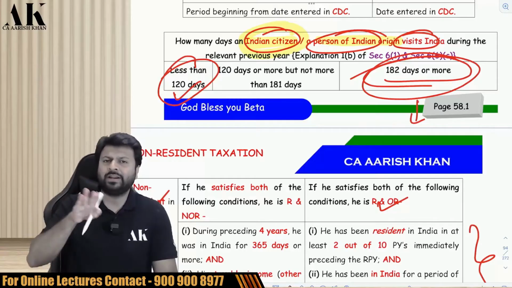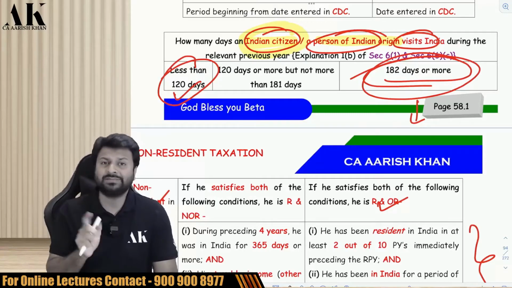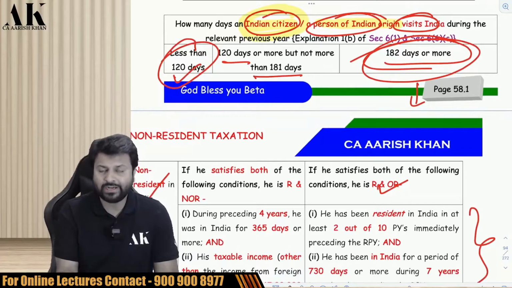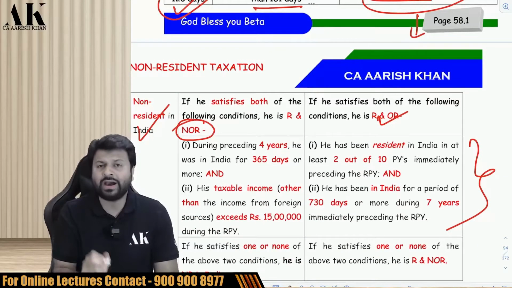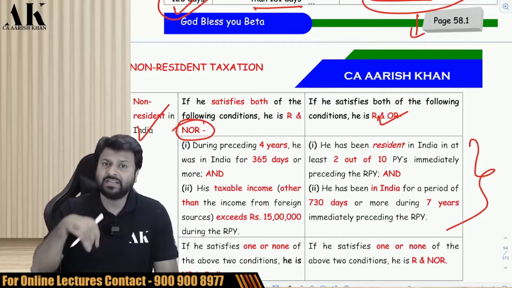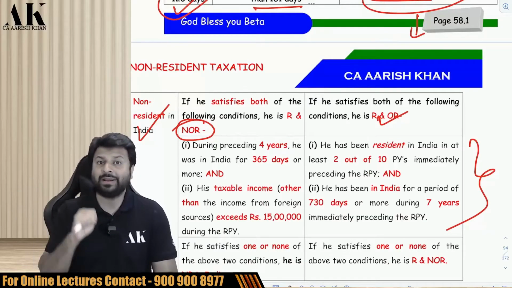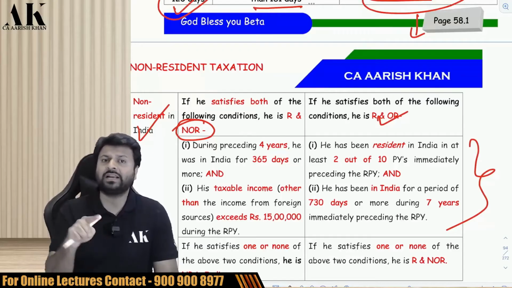Then there is a possibility of ordinary, not ordinary. But if he comes in between, that is for 120 to 181 days, then there is a different possibility. Then he will be NOR if he fulfills some condition. And if he does not fulfill the condition, then he will become NR.